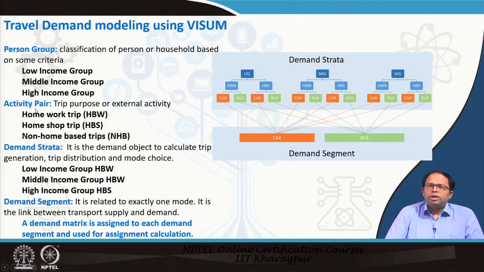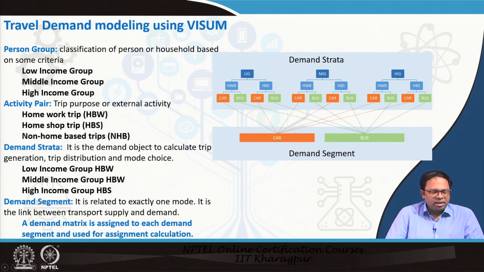That means for each socioeconomic group and each type of trip, we will create the total number of trips generated, trips distributed, and mode choice. So, this is how we stratify the total demand. That is why it is called a demand strata. So, the demand strata is something like low income group with home based walk trip, middle income group with home based walk trip, high income group with HBS, and so on.